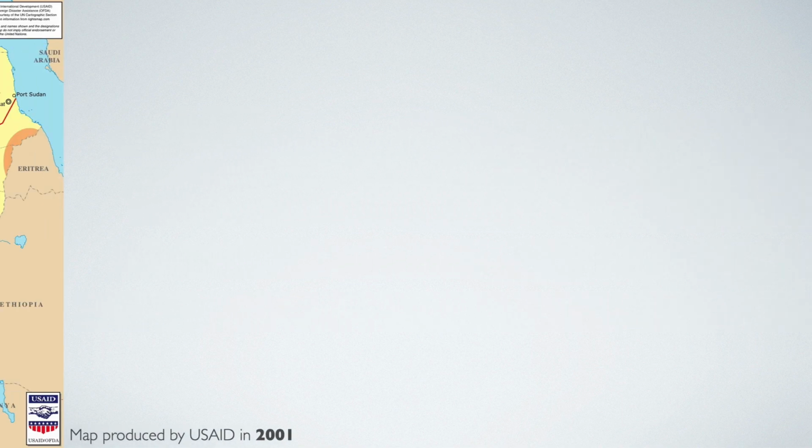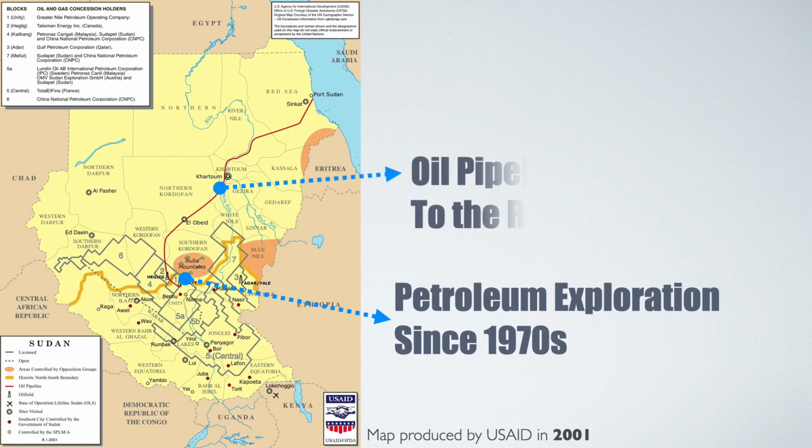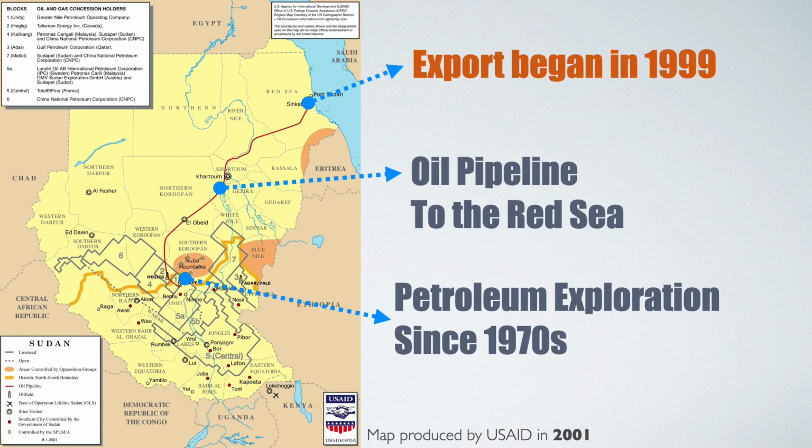Petroleum exploration began around 1970. An oil pipeline was built over the northern region, extending 1,600 kilometers to the port on the Red Sea. When Sudan exported the first crude oil in 1999, the government earned $2.2 million in one shot. Khartoum spent much of its profit on purchasing military hardware and maintaining secret police.